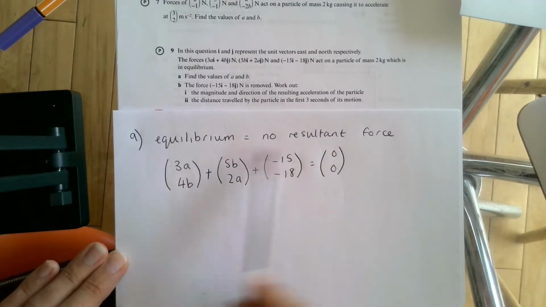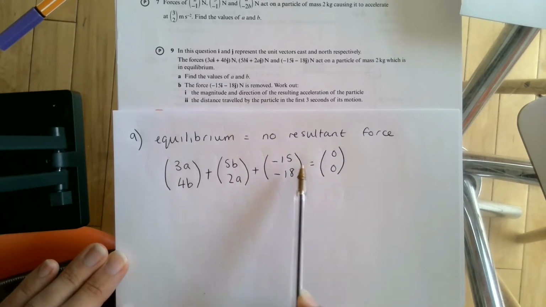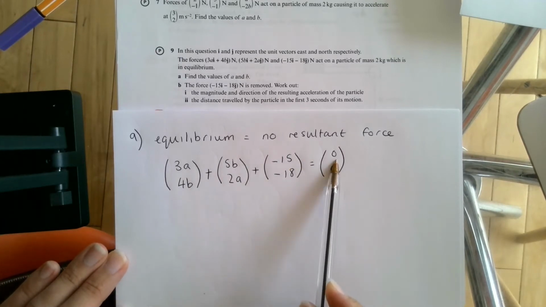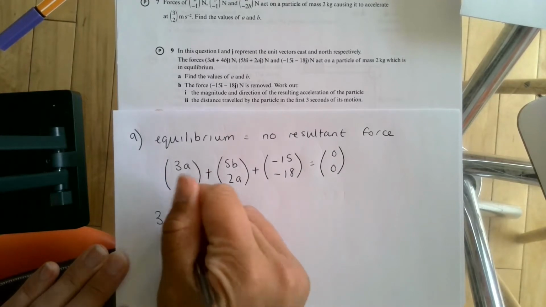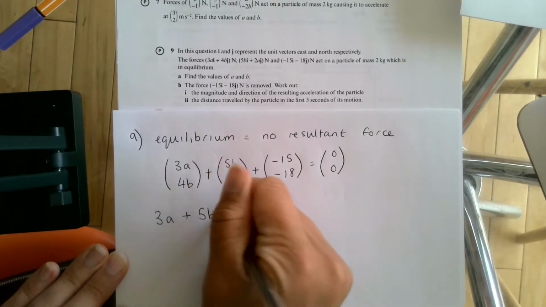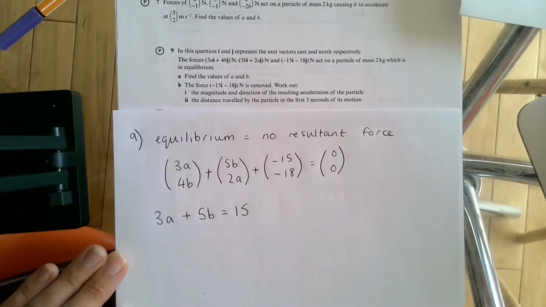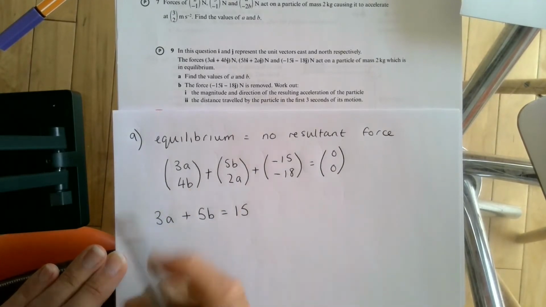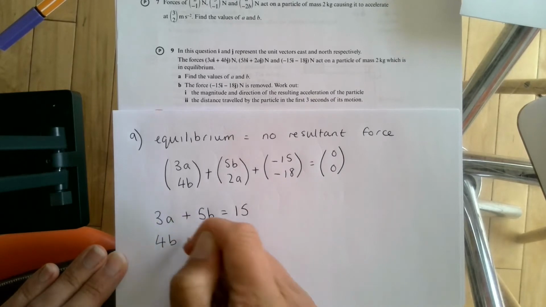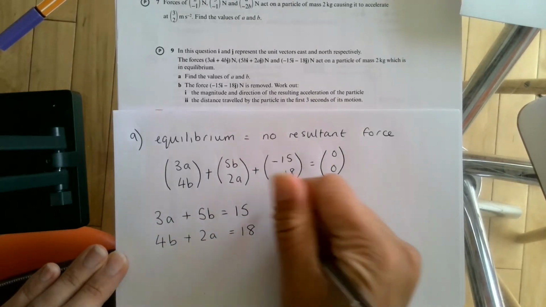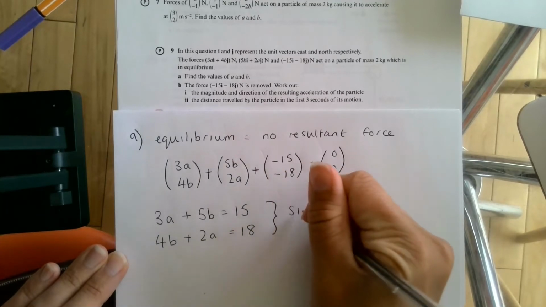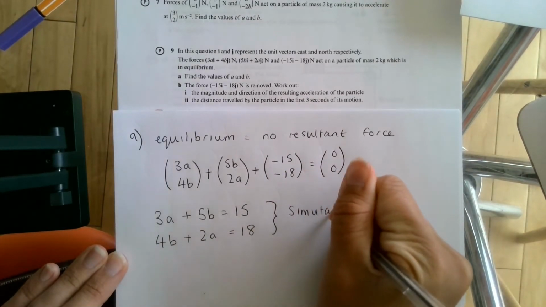Let's look at this top line then. We've got 3a plus 5b minus 15 equals 0. I'm just going to take that minus 15 to the other side and write it as 3a plus 5b equals 15. Then for this bottom line, I'm going to do the same thing. If I take the 18 to the other side, I get 4b plus 2a equals 18. So what I've got here is a set of simultaneous equations.